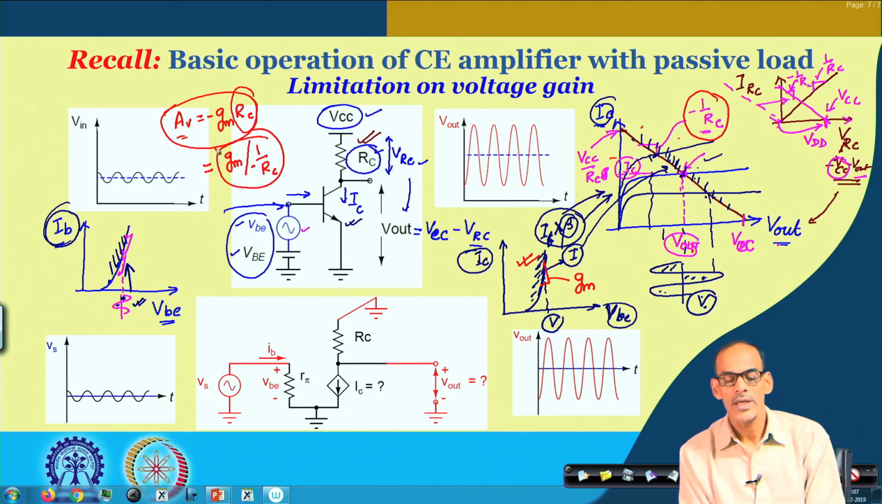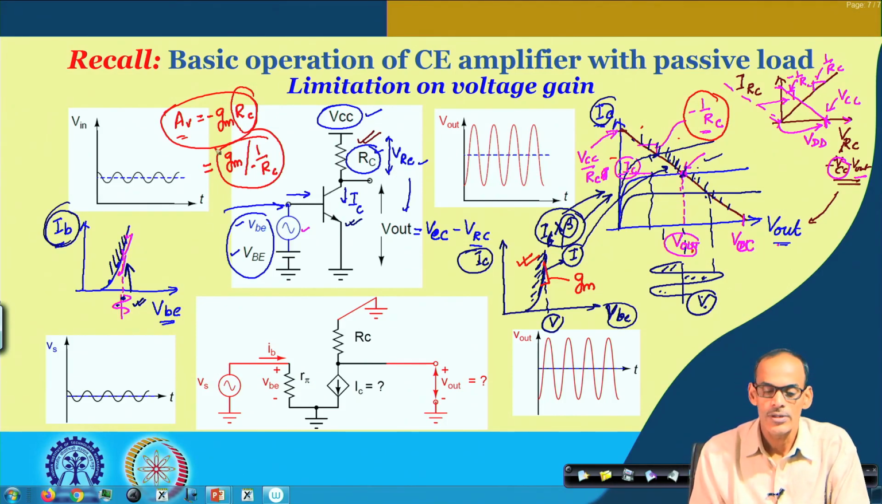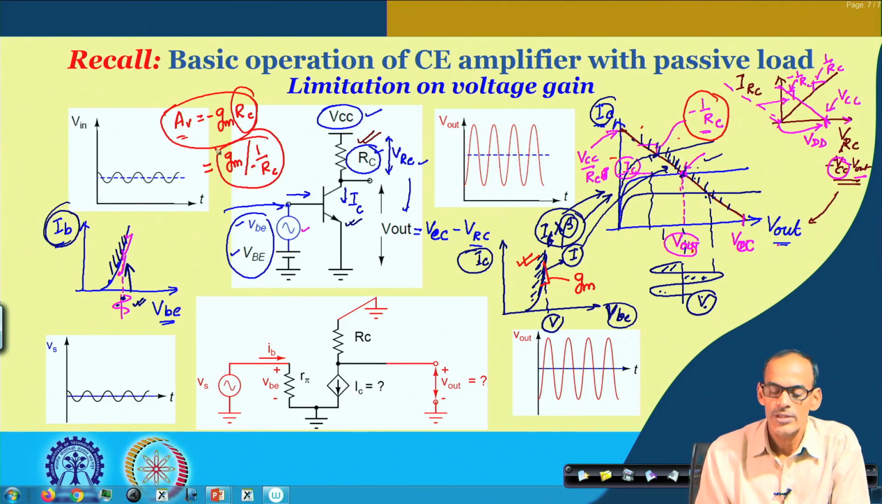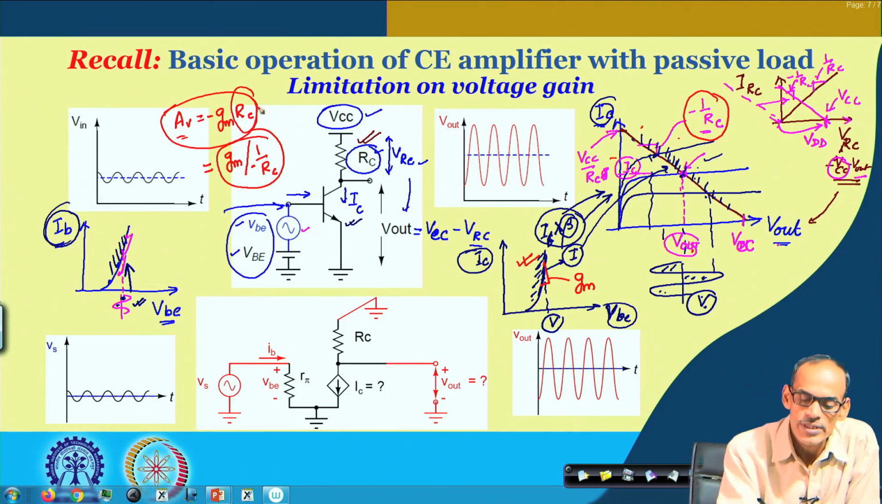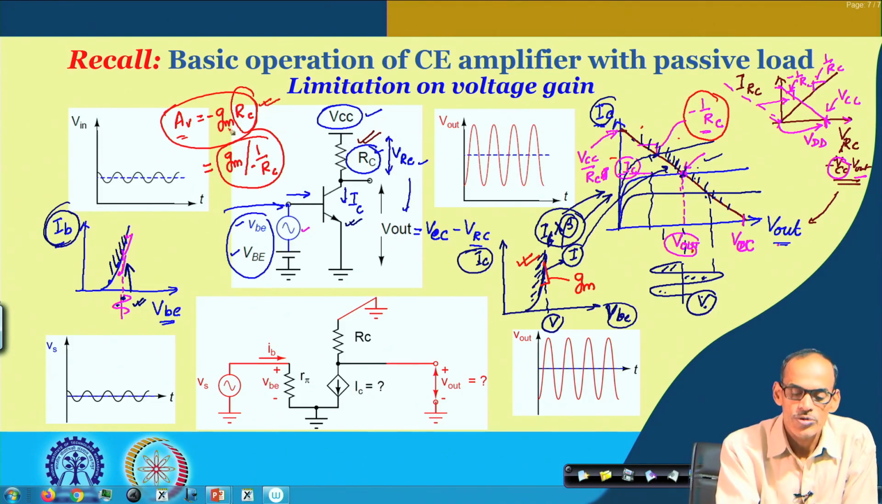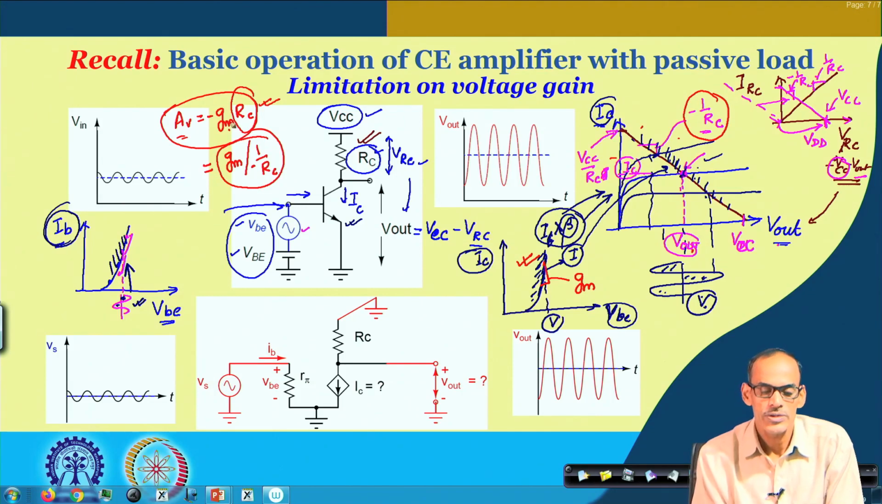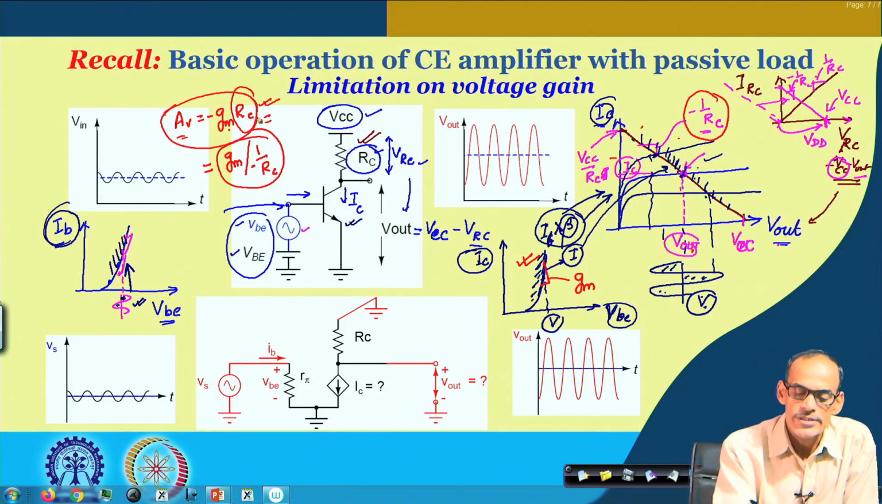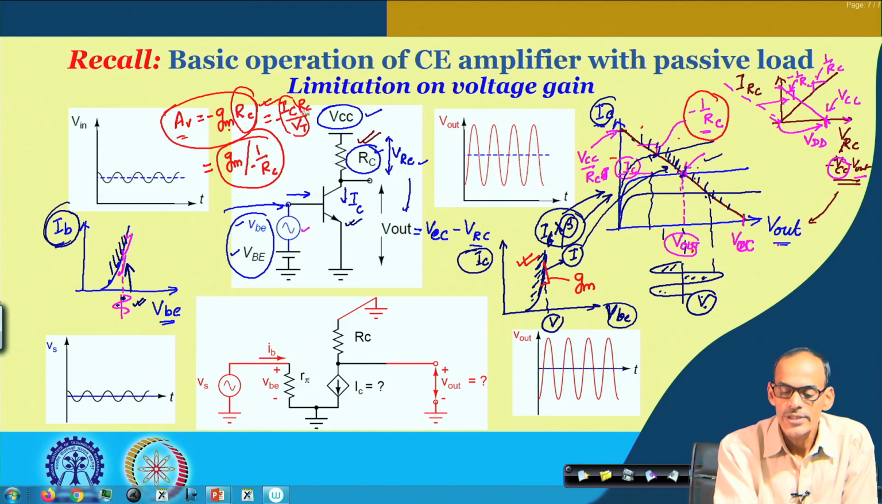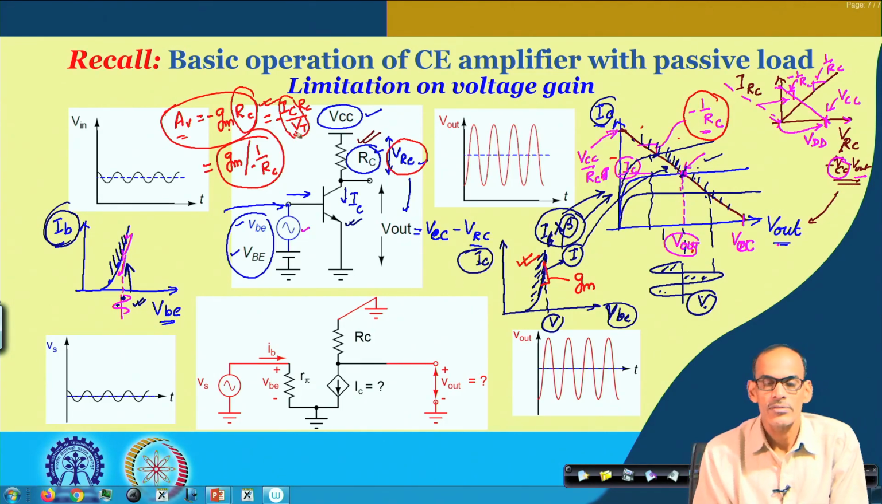Now, if we want to really increase the gain, of course, it has a limitation, and we will be talking about that also. If you numerically see the value here, if you put the expression of G M into this equation, that gives us the quiescent current I C multiplied by R C divided by V T, because G M equals I C divided by V T, and I C multiplied by R C is nothing but this DC voltage drop. And V T is the thermal equivalent voltage.